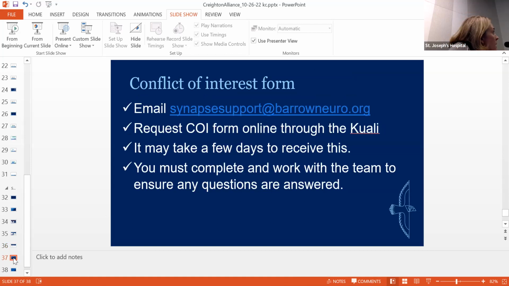There's one more thing I have. At St. Joe's, the conflict of interest form is now a Kualia form. If you've not completed the conflict of interest, you will not be able to be on a research project until that's complete. To have them send you the information, you send an email to this link above, synapsesupport@veroneuro.org. I think they only import those once or twice a week, so you probably have to wait a few days, and they send them out in batches.